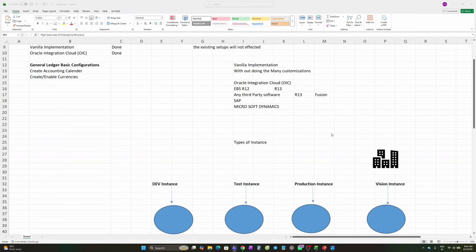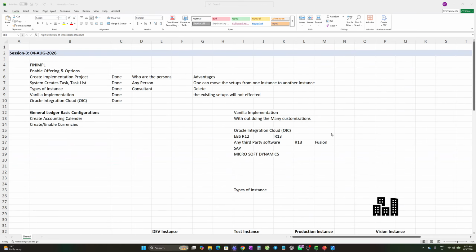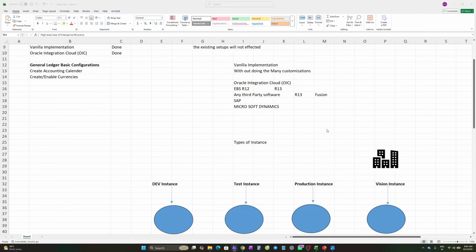Yesterday, we discussed the vanilla implementation and how to create the implementation project, and we saw what the different types of instances in Oracle are: the dev instance, test instance, production instance, and vision instance.